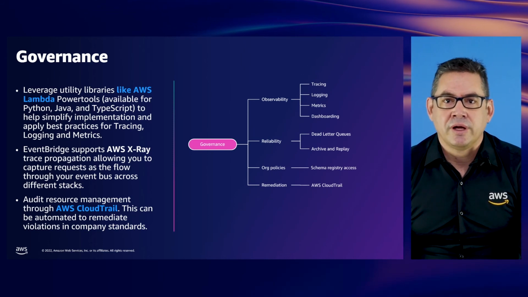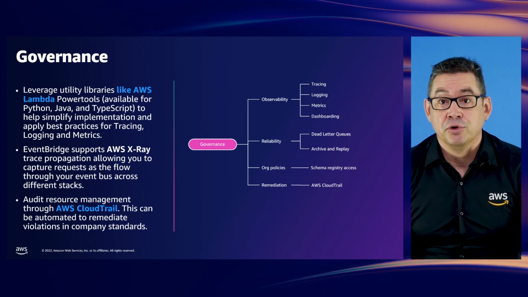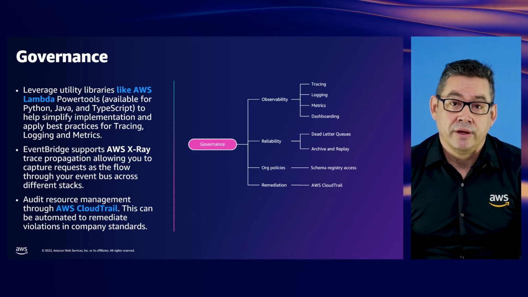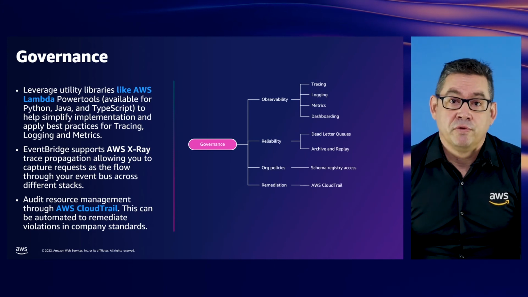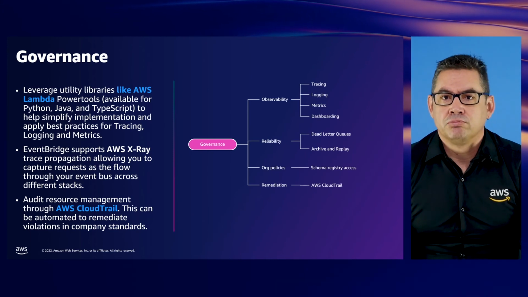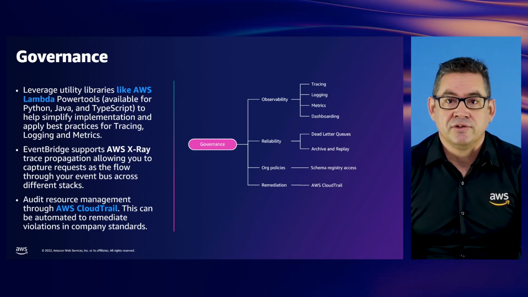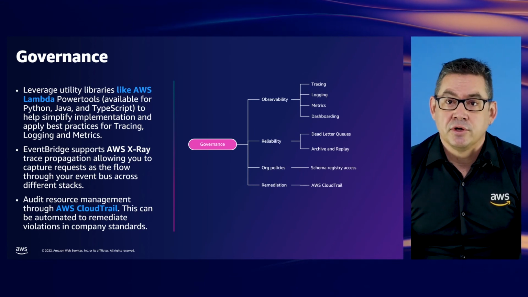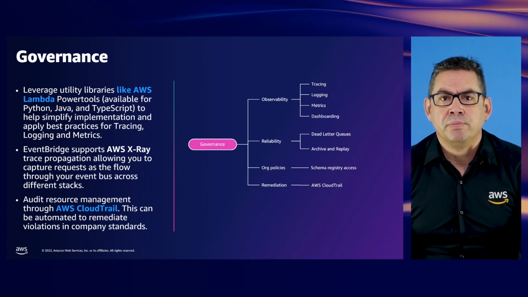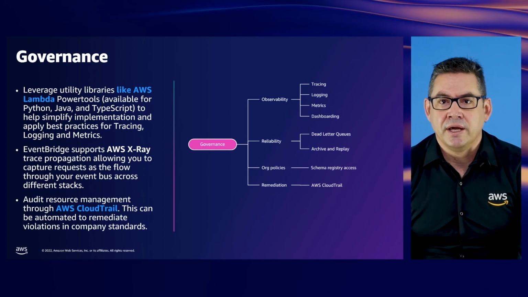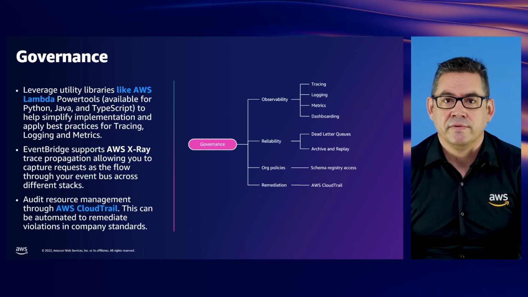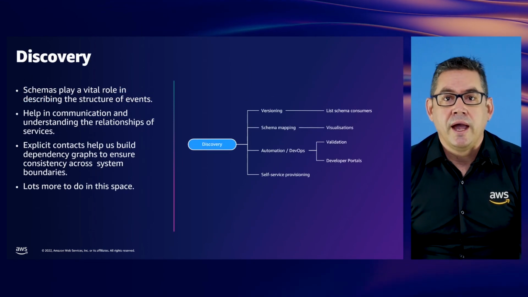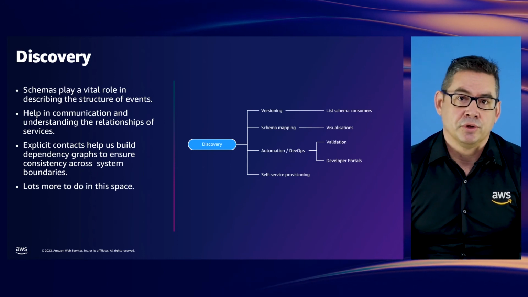I've already mentioned a couple of times the value of this reusability and how consistency and convention play a big role in supporting that. With X-Ray support for EventBridge, you can also begin to trace events as they flow through your integration architecture, providing you with further insights into the health of your system. And using services like AWS CloudTrail, you can build automation around enforcing company standards to ensure consistency is maintained over time. There's also a lot of discussion today around event discovery, cataloging, and describing events for consumption across the organization.